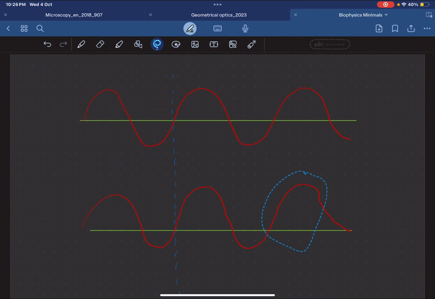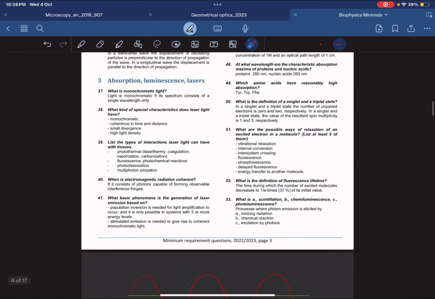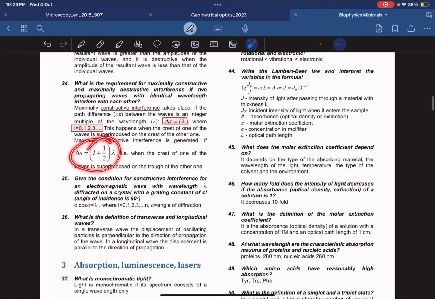Now you can see that the peaks are lined up with the valleys, and the valleys are lined up with the peaks. So this is going to result in destructive interference. So that is that formula over here. Very important.